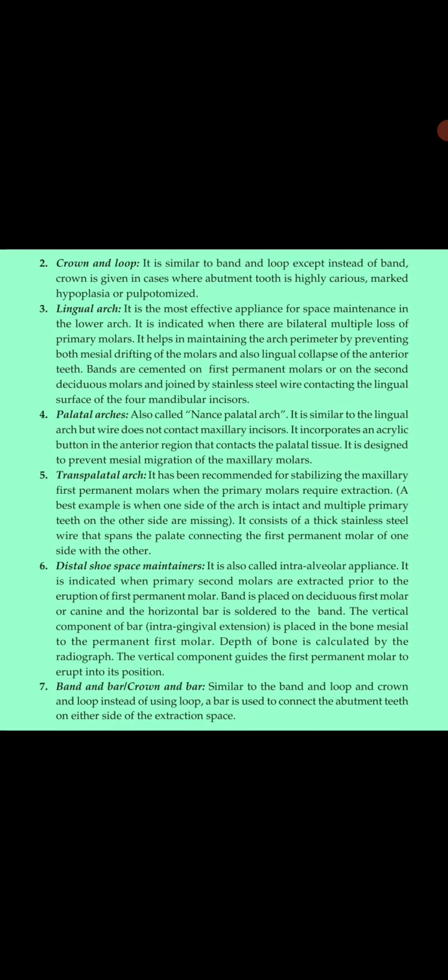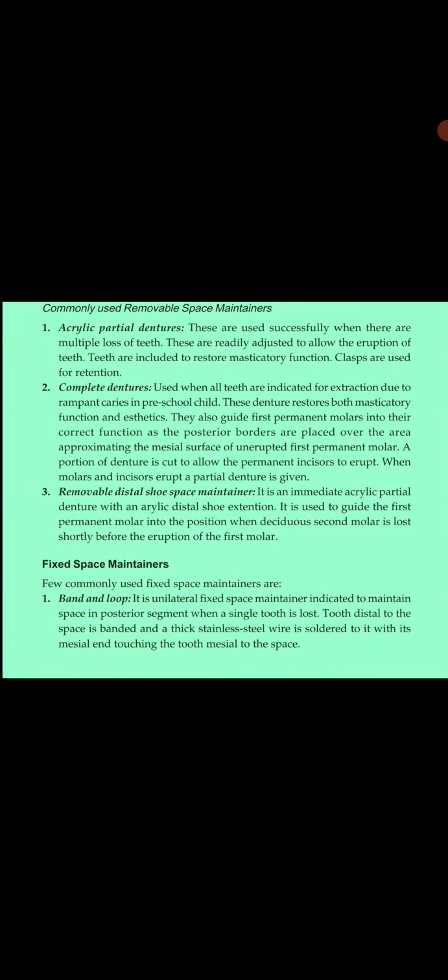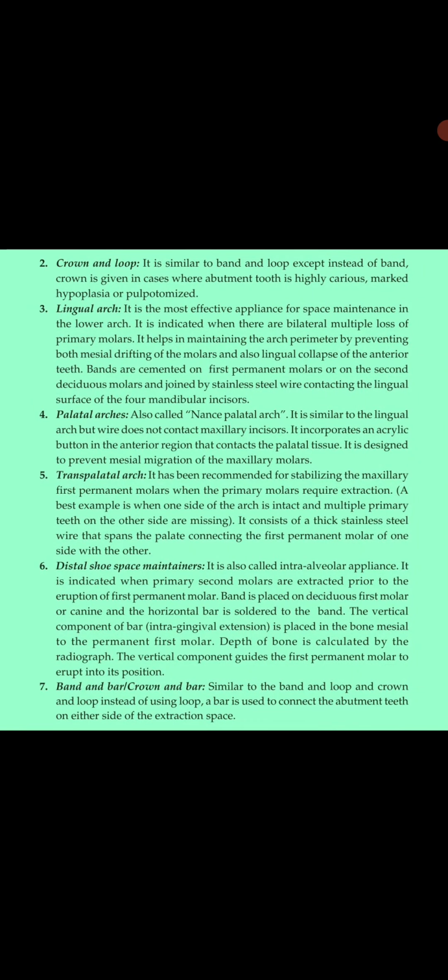Second is the crown and loop. Here, it is similar to bend and loop. Instead of bend we give crown. Same like here, we apply bend on the tooth to cover the tooth by bend, and here crown and loop. Instead of bend we give crown and then attach loop wire, and it is given in the tooth.